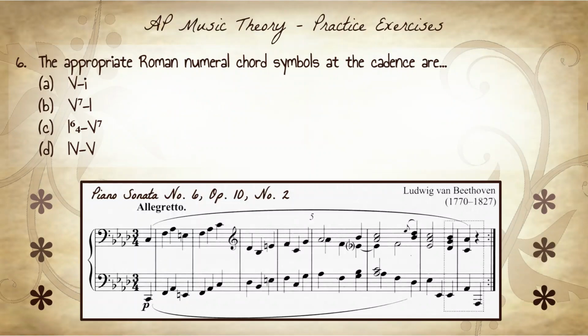Question 6. The appropriate Roman numeral chord symbols at the cadence are A. Dominant to tonic, B. Dominant 7th to major tonic, C. Second inversion tonic to dominant 7th, or D. Subdominant to dominant. Correct answer is B. The analysis of the last two chords is dominant 7th to tonic.